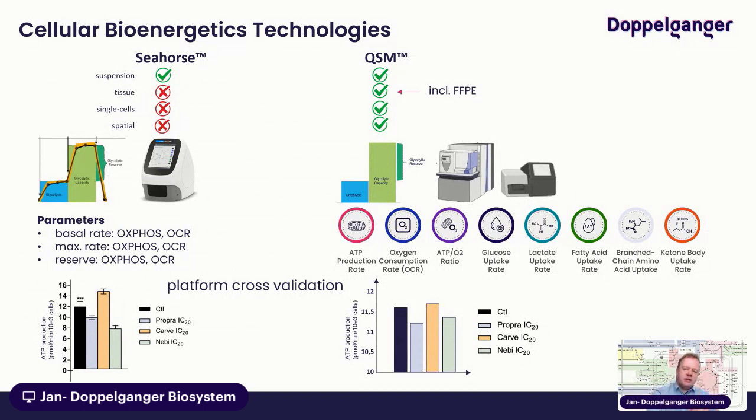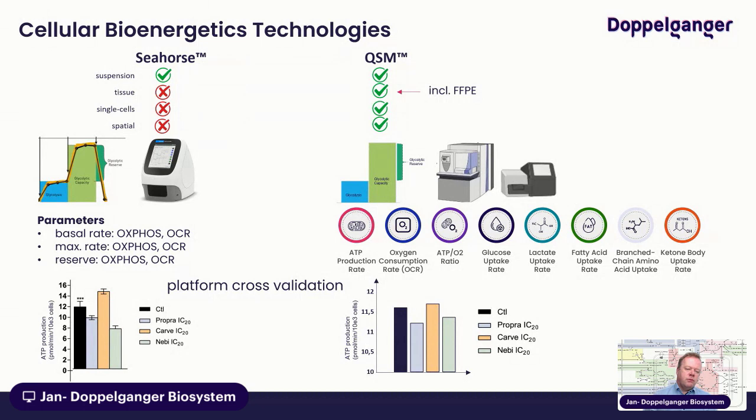In contrast to that, QSM is not only compatible to cell suspensions, but also to tissue. This is what I would like to talk about today. And this includes also FFPE tissue. This is very important for clinical trial support. But we can also work on single cell metabolic phenotyping, and we run the first spatial metabolic phenotyping projects now. QSM, in contrast, measures again the basal level, the maximum level, and also the metabolic reserve.